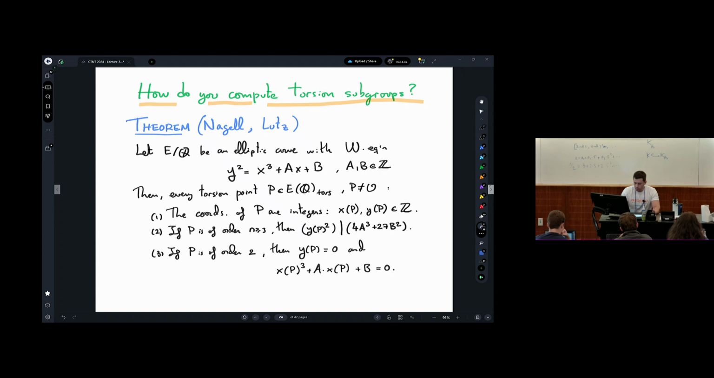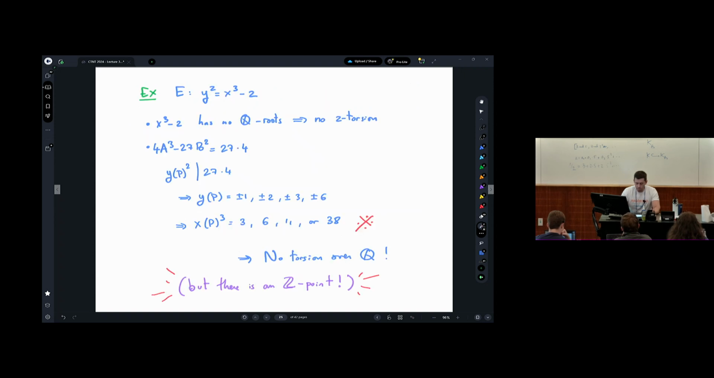Okay, so let's see how this works in practice. In practice, if I have this elliptic curve here, well, over Q, x cubed minus 2 has no roots.